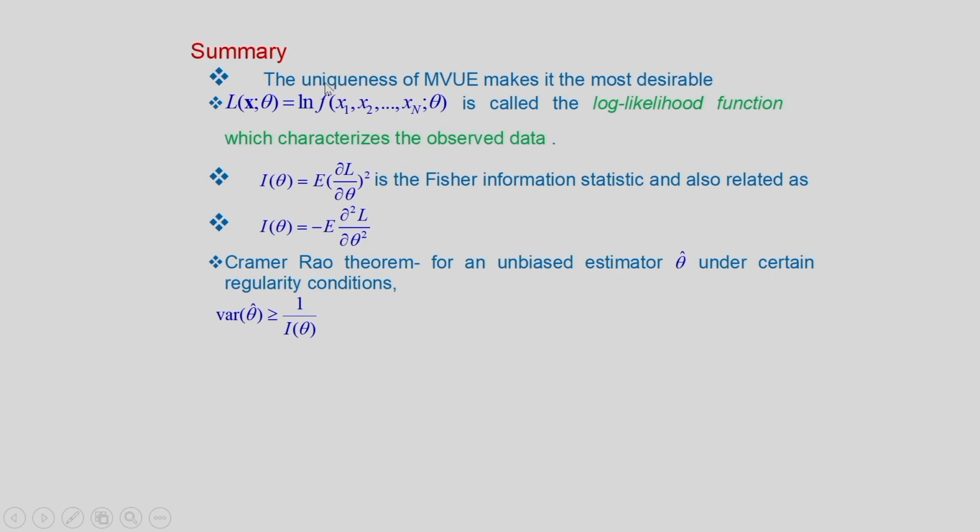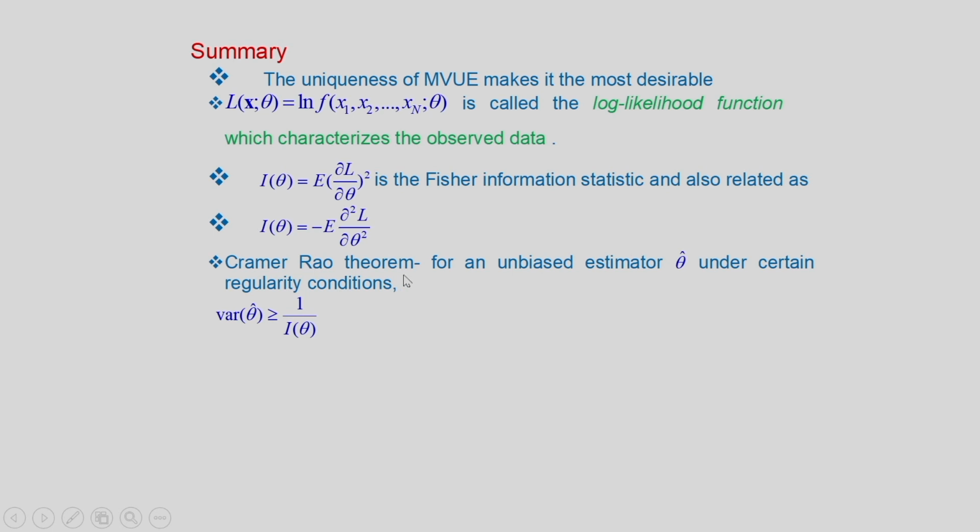Let us summarize the lecture. The uniqueness of the MVUE makes it the most desirable estimator. So that uniqueness we established. L of x, theta, that is the log of the likelihood function, is called the log likelihood function, which characterizes the observed data. I theta, that is the Fisher information statistic, is equal to E of (del L by del theta) whole square, and it is also expressed as minus E of del square L by del theta square.